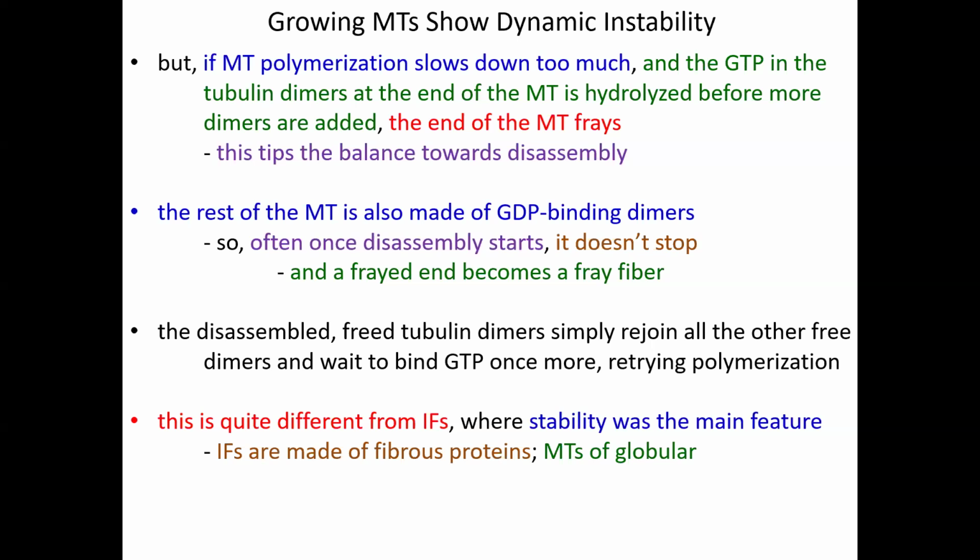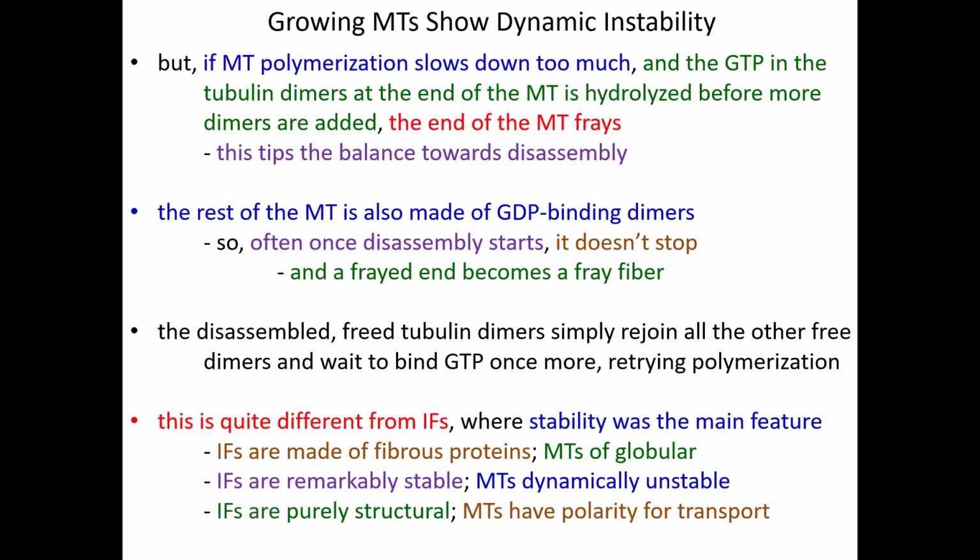Intermediate filaments are fibrous proteins that are built to be rope. Microtubules are globular proteins that are built to be highways. Intermediate filaments are remarkably stable, and microtubules couldn't be less stable. They're dynamically unstable. And intermediate filaments are purely for structural integrity and tensile strength. Microtubules have a job. They are the roads, they are the highways, they are the railroad tracks for transport, and they have polarity for that reason. So the striking differences in the structure and assembly of these two different kinds of cytoskeletal components highlights their different roles. No surprise, structure equals function, right? So of course that's going to be the case.